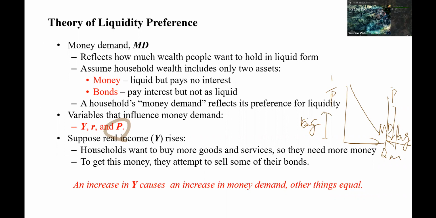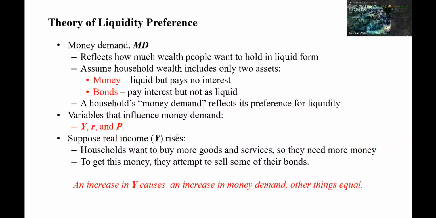Why? Y is going to determine the money demand, because Y is the real income. If real income Y rises, the households want to buy more goods and services, so they need more money. The money demand will increase. To get this money, they attempt to sell some of their bonds, because we assume there are only two assets for households: one is money, the other is bonds. And the increase in Y causes an increase in money demand, if other things are equal.